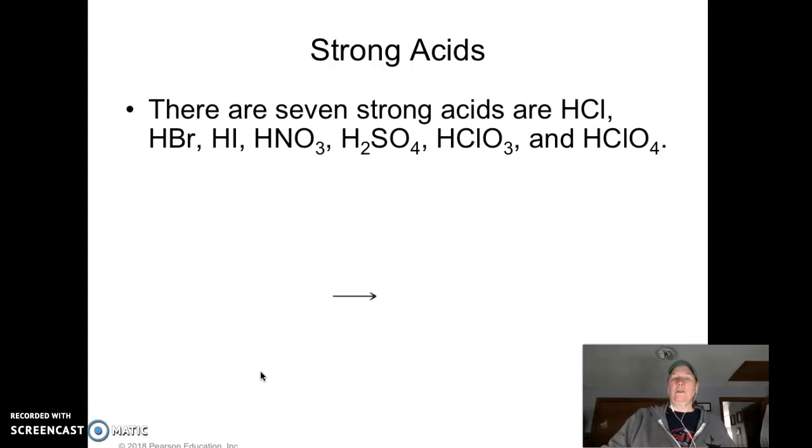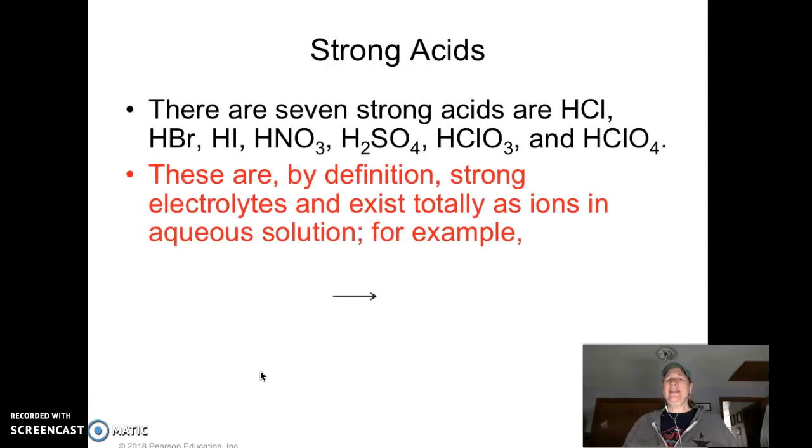HClO3 is chloric acid and HClO4 is perchloric acid. Okay, so those are the 7 strong acids. They are by definition strong electrolytes. So you don't put them on people's skin to see which ones burn better to determine if they're a strong acid or a strong base. What they do is when you put them in water, they completely break down into their positive and negative ions. That's what determines if they're a strong acid or not. If they're strong electrolytes, when you dissolve them in water, do they become ions? The more they do that, the stronger they are.